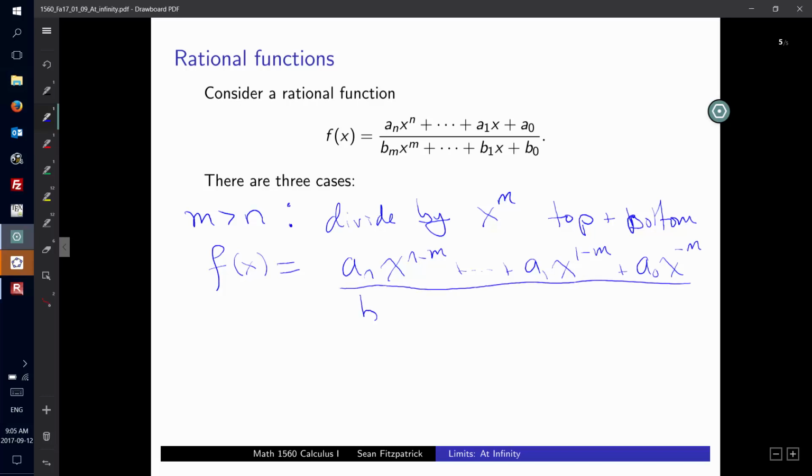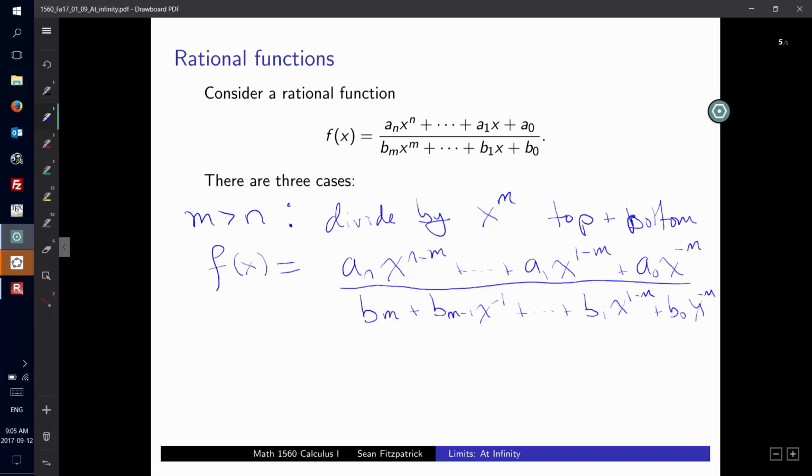and we divide by, well, this coefficient bm is just left by itself. x to the m divided by x to the m, they cancel out, just leaving me with bm. And then the next term would be b(m minus 1) x to the minus 1, and so on down to b1 x to the 1 minus m, and b0 x to the minus m.